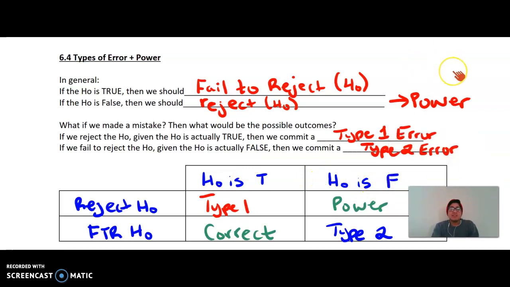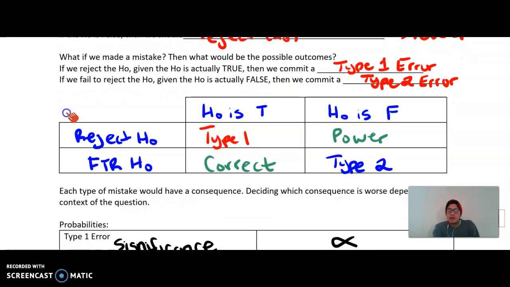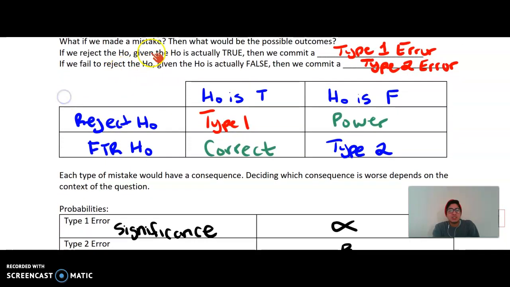Now, if we made a mistake, let's suppose we actually got our wires crossed. You can see that these two decisions are the correct decisions, but what if we went the other way? Let's say that we rejected the null hypothesis, given the null was actually true. This results in what we call a type 1 error. Now, if we fail to reject the null hypothesis, given the null was actually false, then we commit a type 2 error. So we have this diagram here that helps us to organize these pieces of information.